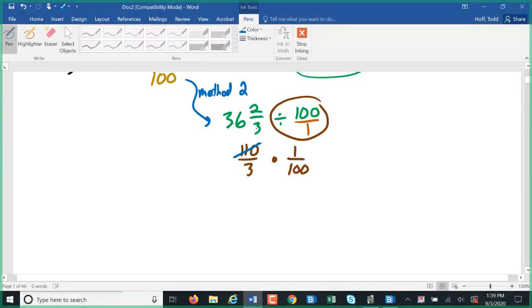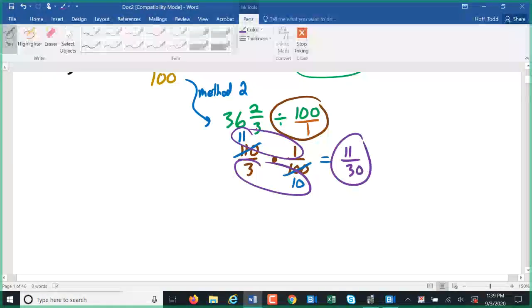Now both 110 and 100 can divide by 10 because they end in zeros. 110 divided by 10 is 11. 100 divided by 10 is 10. And we do 11 times 1 is 11. 3 times 10 is 30. 11/30. Any questions there?